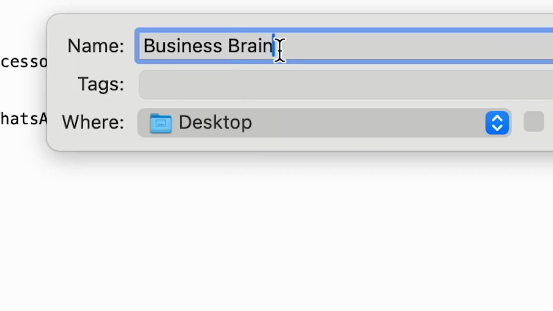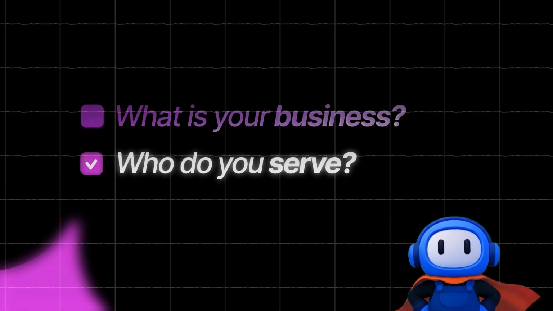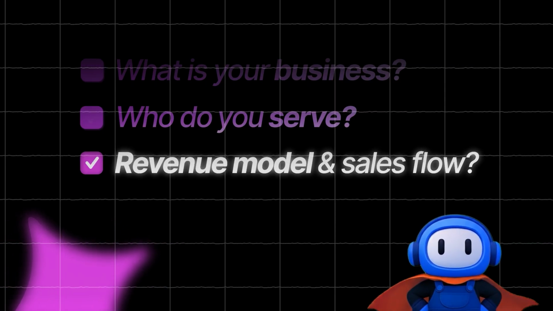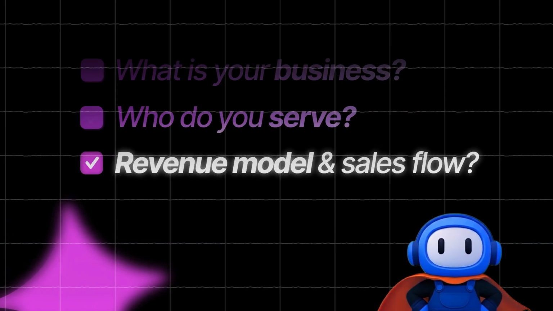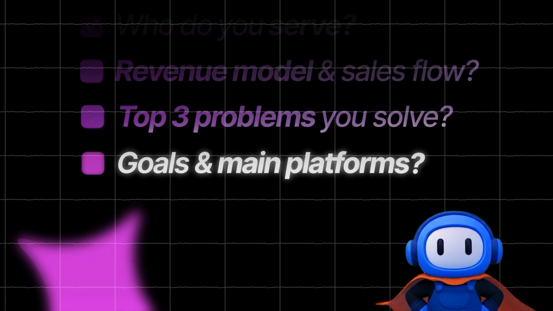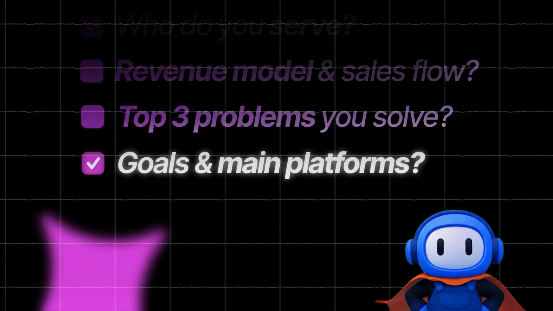Next, give the model context about who you are and what you do. If it doesn't understand your business, it can't automate your tasks accurately. Personally, I recommend creating a text document called Business Brain. Open a blank text file and answer these questions. What is your business? Who do you serve? How does your company make money? What's the flow from a customer clicking a link to closing a sale? What are the 3 biggest pain points your product solves? What are your personal goals and preferred social media channels?